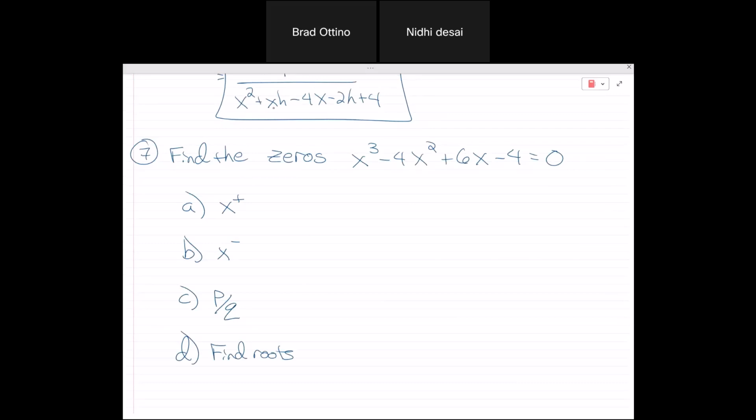For the number of positive roots, we're looking to see when do the signs of the coefficients change. So we have a positive, negative, positive, negative. Looks like there's 1, 2, 3 changes. So we say 3 or 1. From positive to negative's a change, negative to positive's a change, positive to negative's another change. So there's 3 changes.